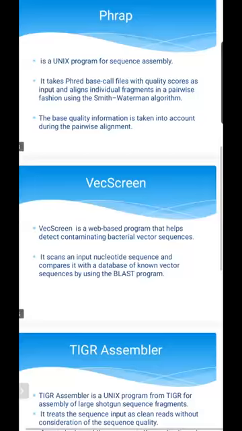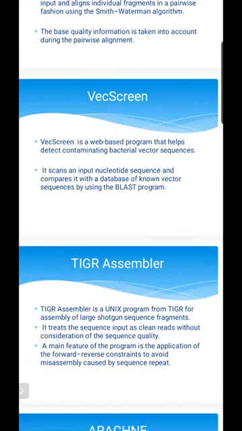And the fourth one is TIGR Assembler. TIGR Assembler is a Unix program for assembly of large shotgun sequence fragments. It treats the sequence input as reads without consideration of sequence quality. The main feature of the program is the application of forward-reverse constraints to avoid misassembly caused by sequence repeats. The sequence alignment in the assembly stage is performed using the Smith-Waterman algorithm.